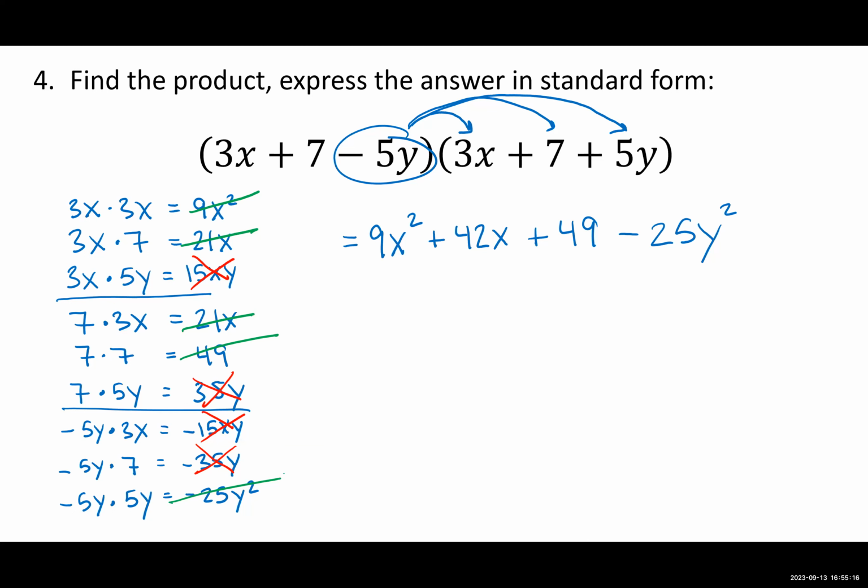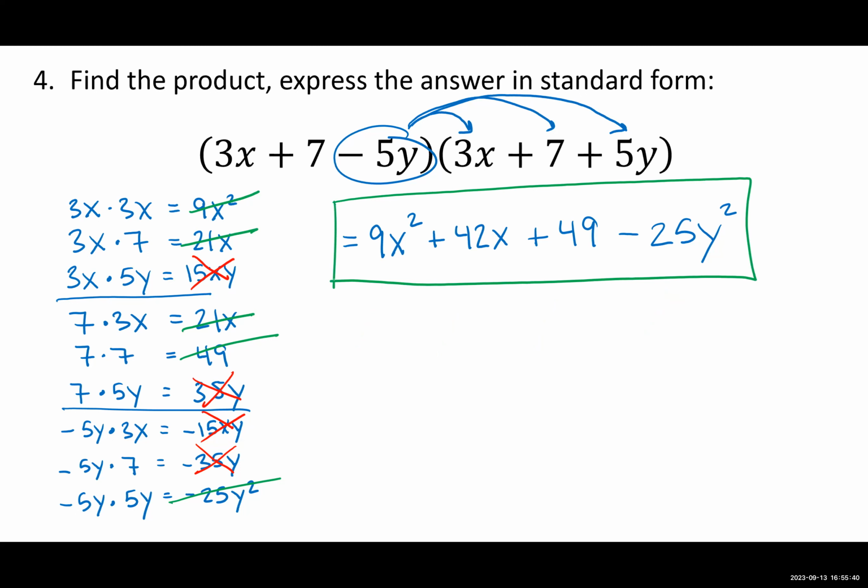All right, so there are no more like terms. We have an x squared term, we have an x term, we have a number term, and we have a y squared term. There's nothing else we could combine, nothing else we could cancel, nothing else we could simplify. So this would be our final answer. All right, so that does it for number 4.